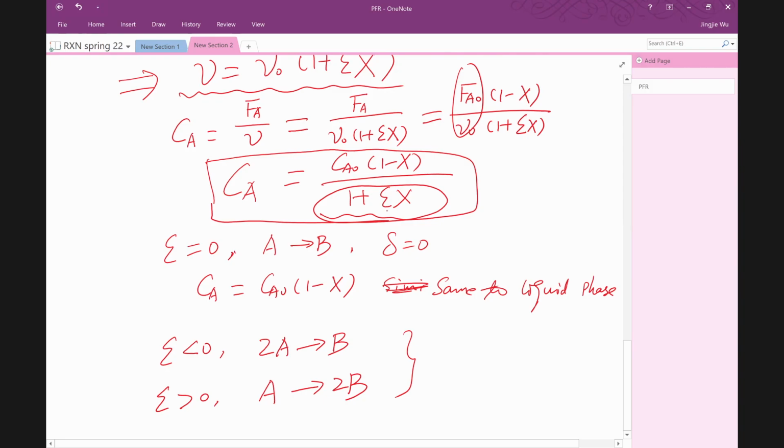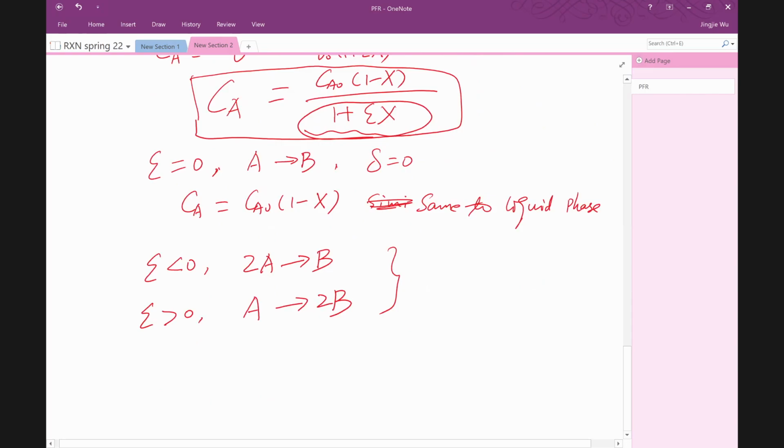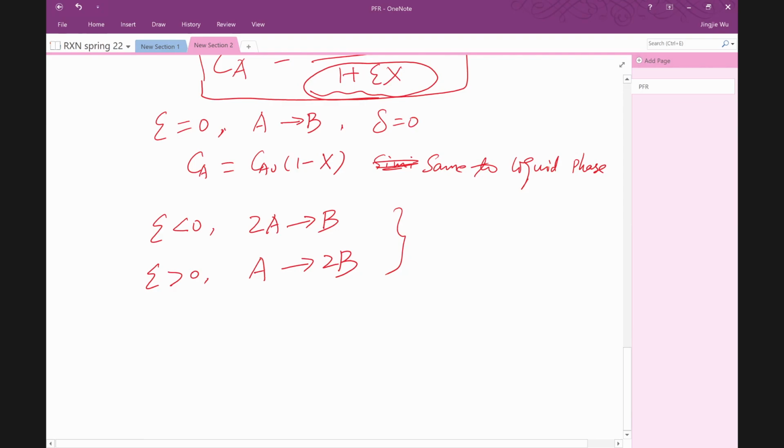Now we have CA as a function of conversion. So we can plug it into the rate law, and then into the design equation. And finally, we combine and we can get it.